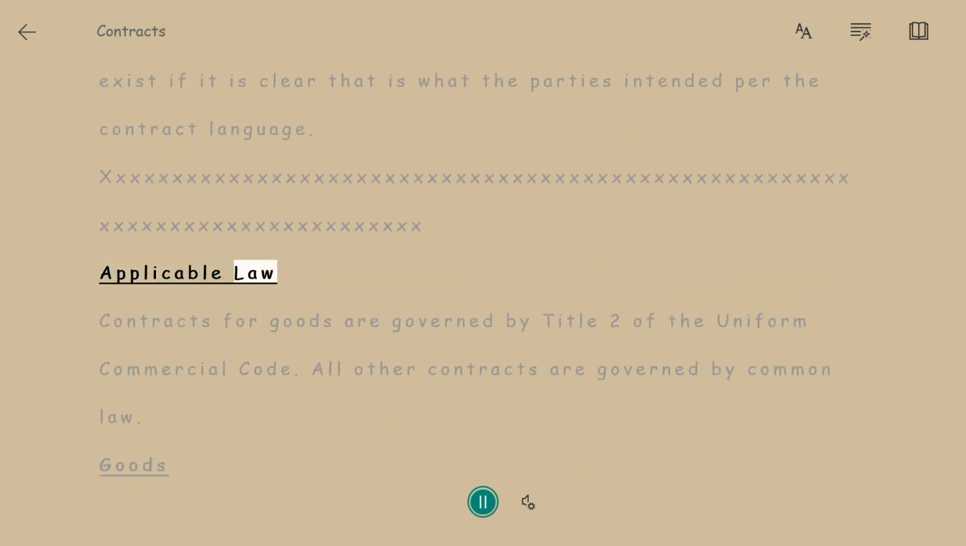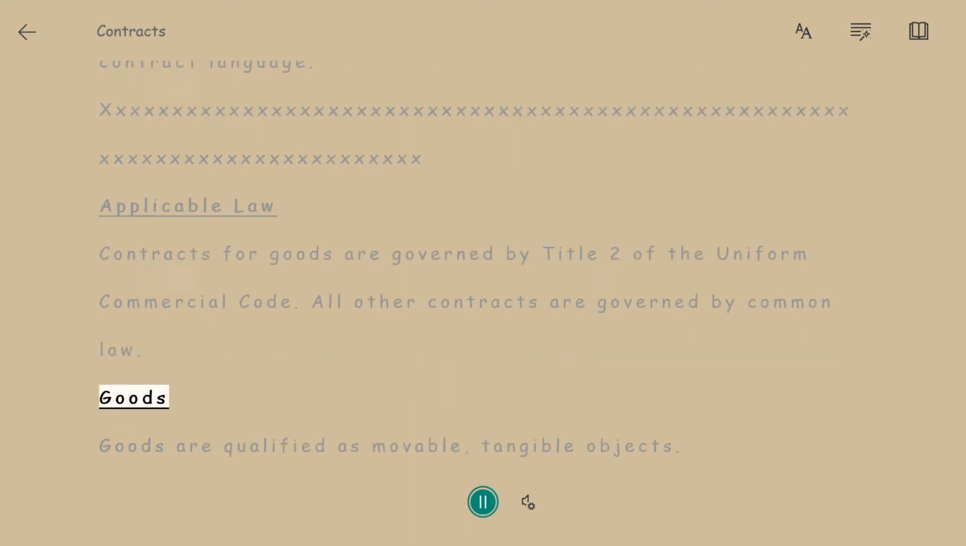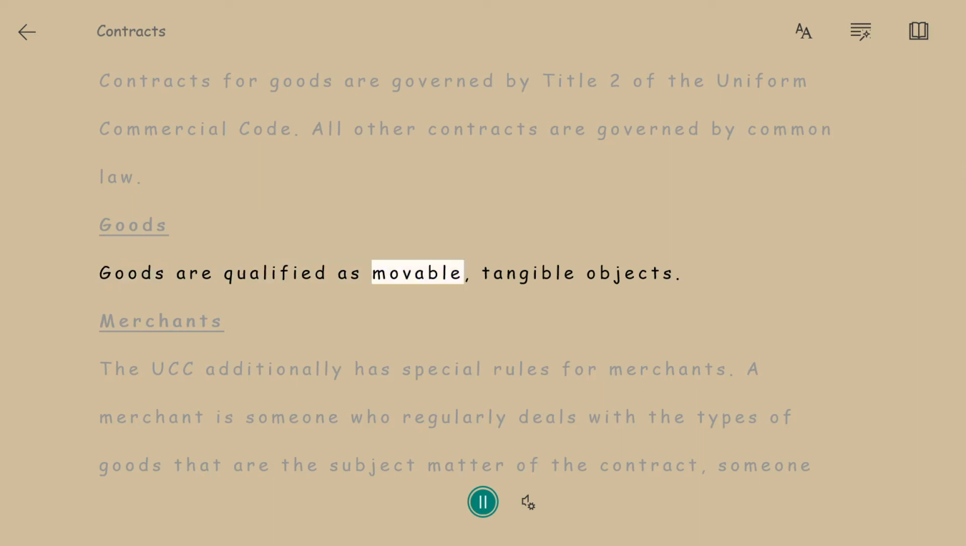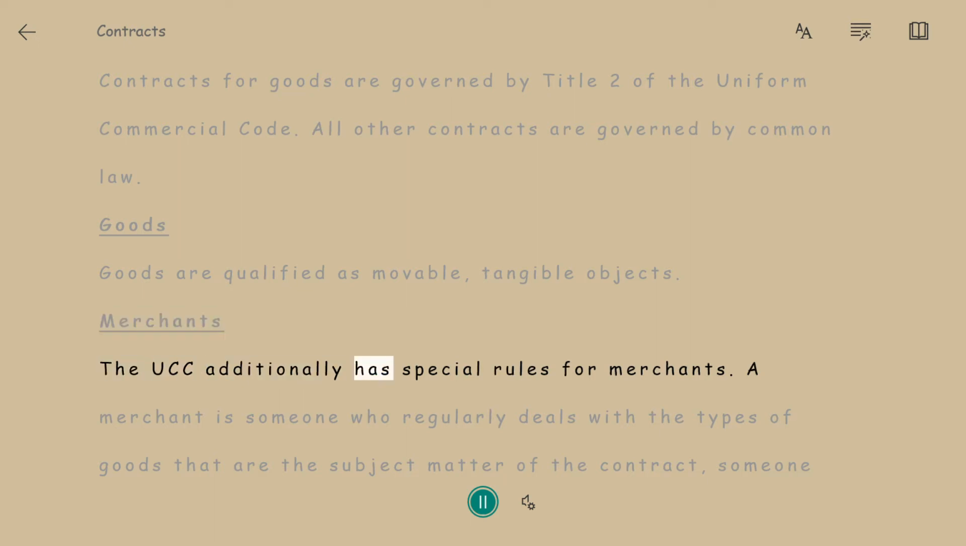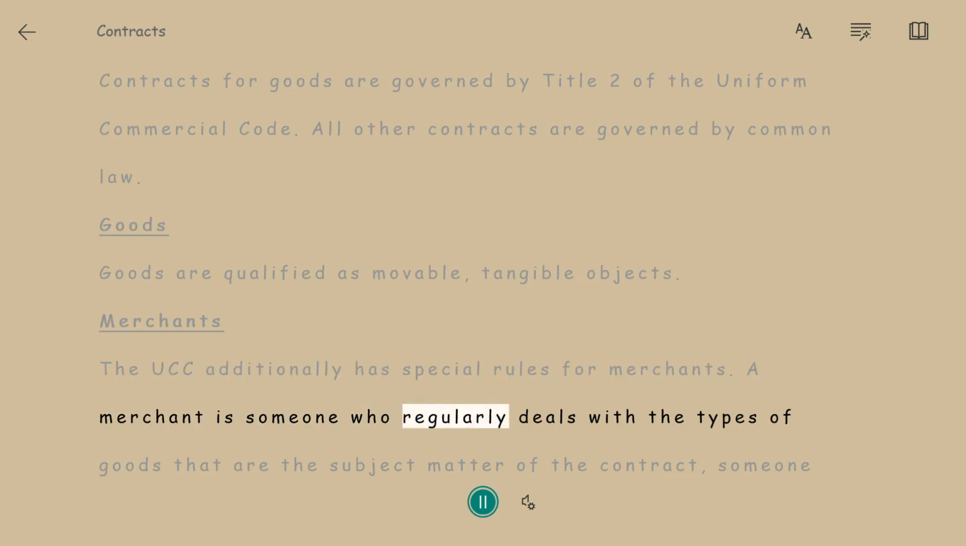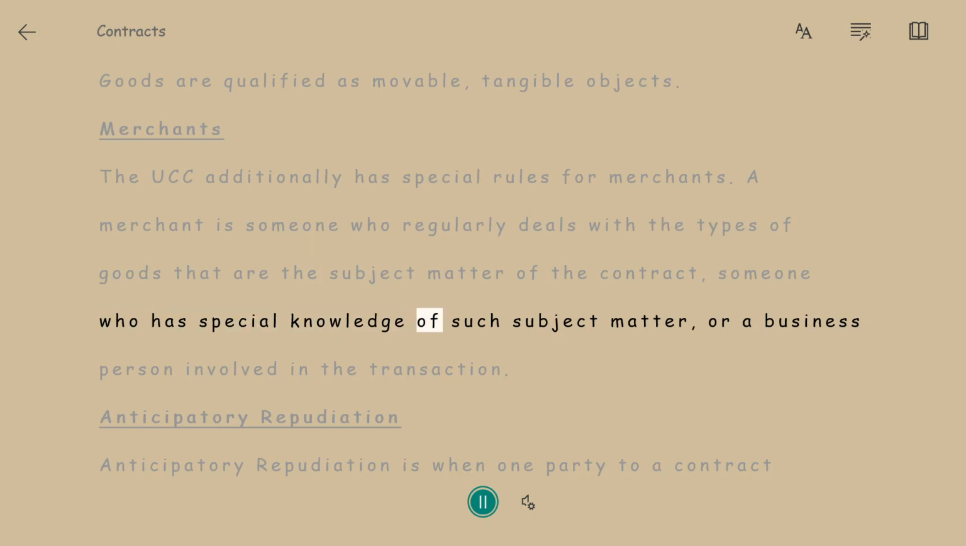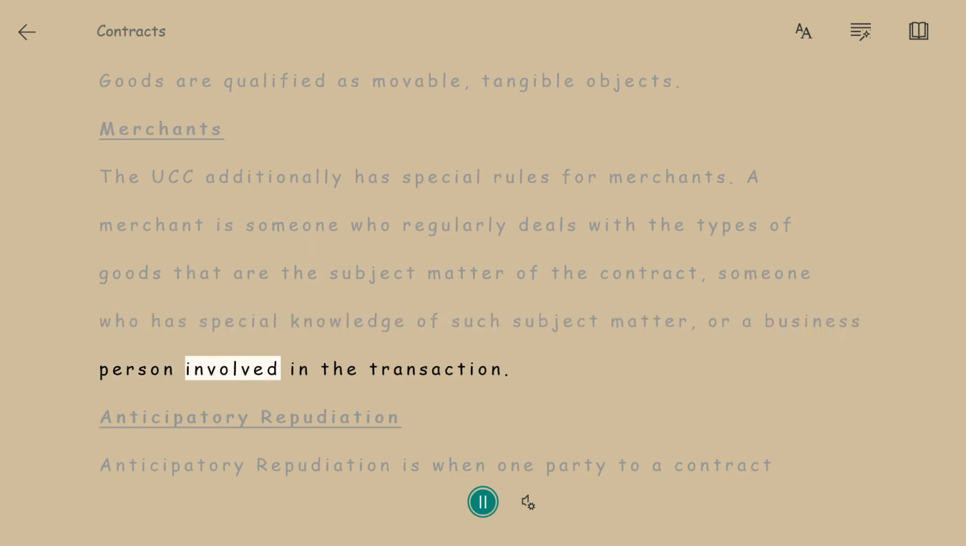Applicable law. Contracts for goods are governed by Title II of the Uniform Commercial Code. All other contracts are governed by common law. Goods. Goods are qualified as movable, tangible objects. Merchants. The UCC additionally has special rules for merchants. A merchant is someone who regularly deals with the types of goods that are the subject matter of the contract, someone who has special knowledge of such subject matter, or a business person involved in the transaction.